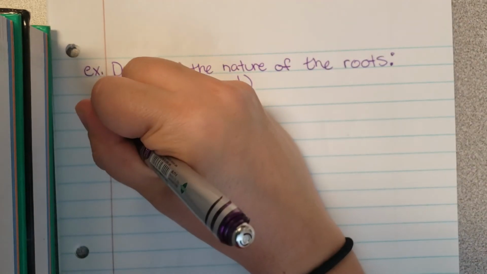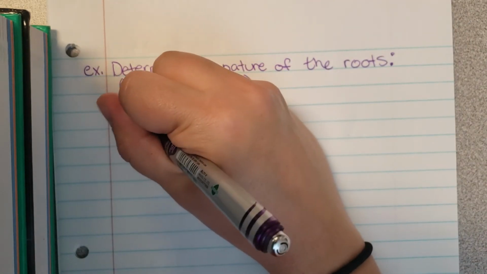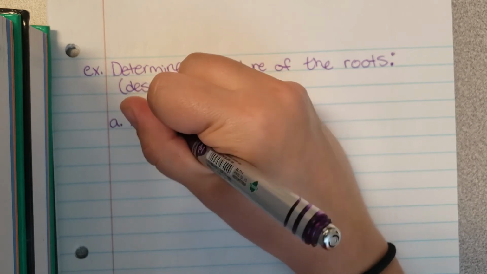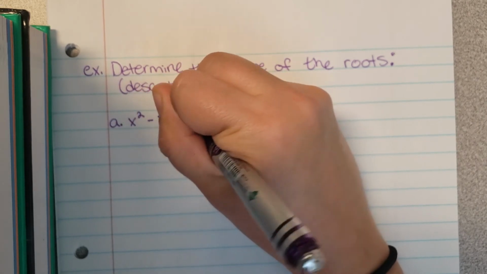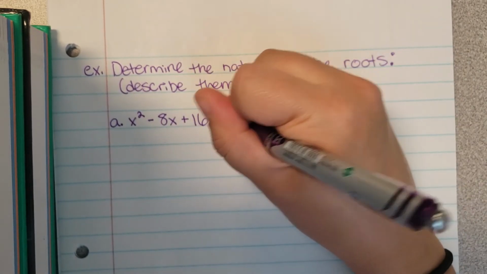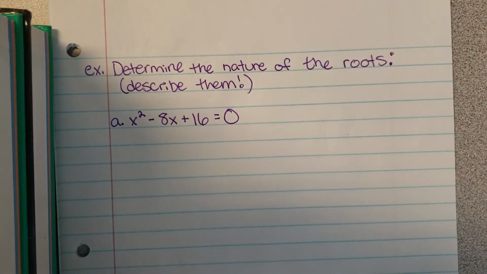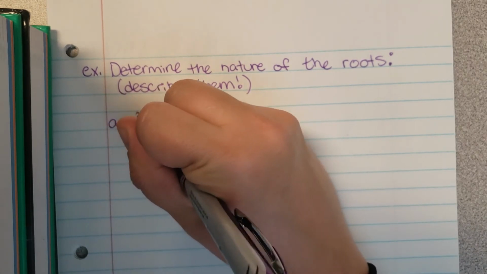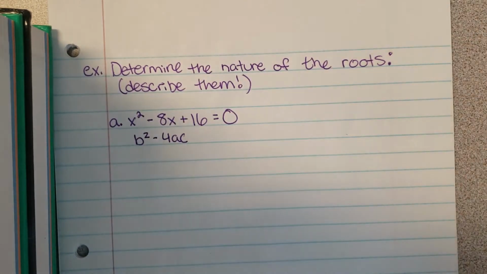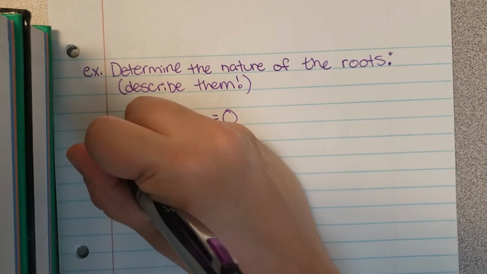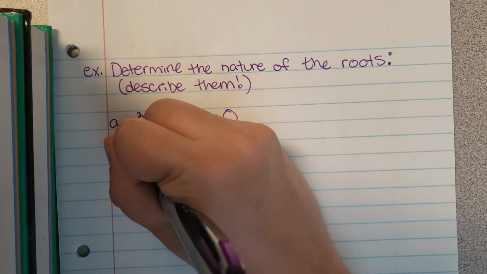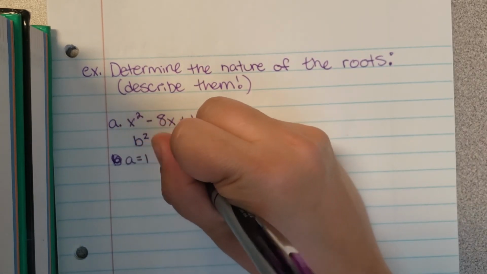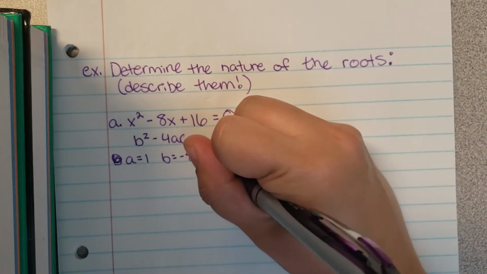So the first one we're going to look at is x squared minus 8x plus 16 equals 0. We don't have to solve this to determine the nature of the roots. We can just use the discriminant. Remember, the discriminant is b squared minus 4ac, and it's going to tell us everything about the roots that we need to know. So here we've got our a is 1, our b is negative 8, and our c is 16.